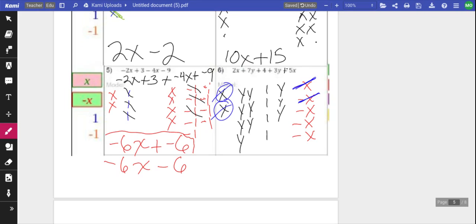Okay. If I have 7 yo-yos in this pile over here, and I have 3 yo-yos in this pile, altogether I have 10 yo-yos plus my 4 plus my negative 3x. Okay, if you need to, pause that, fill it in.